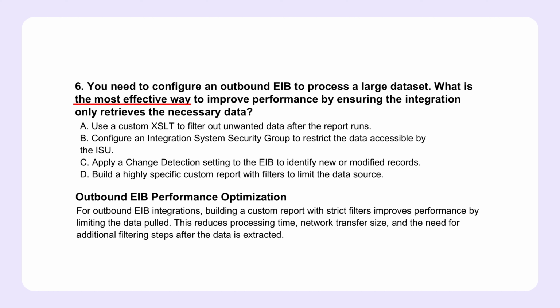Performance with EIBs is key. The single best performance optimization, hands down, is to filter data at the source. This means building a highly specific custom report, one with only the necessary fields and really tight filters. By doing this, you minimize the processing time dramatically and avoid pulling unnecessary records into the EIB, which would just bog it down. Exactly, which would otherwise significantly slow down your integration.